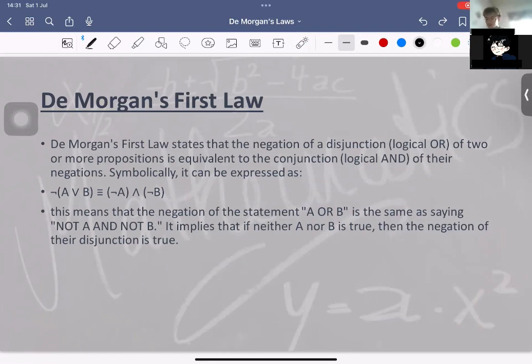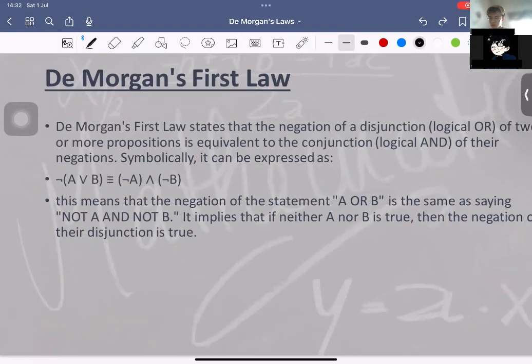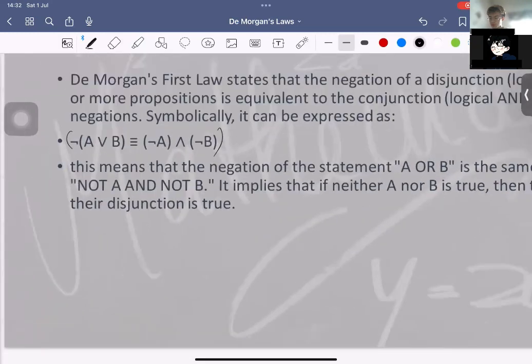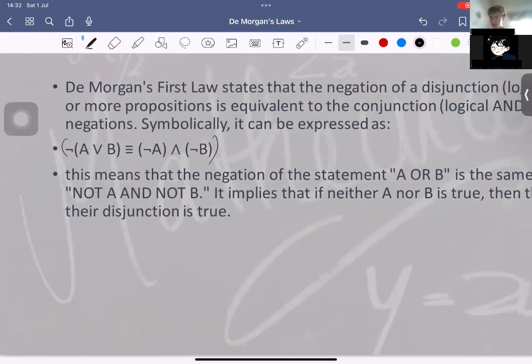De Morgan's first law states that the negation of a disjunction of two or more propositions is equivalent to the conjunction of their negations. So this is De Morgan's first law. Let's draw a truth table to show this is true.